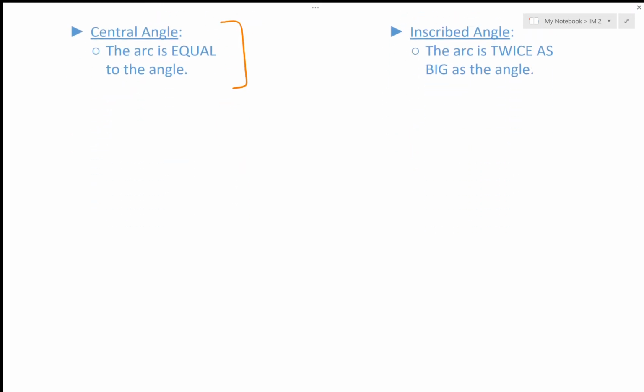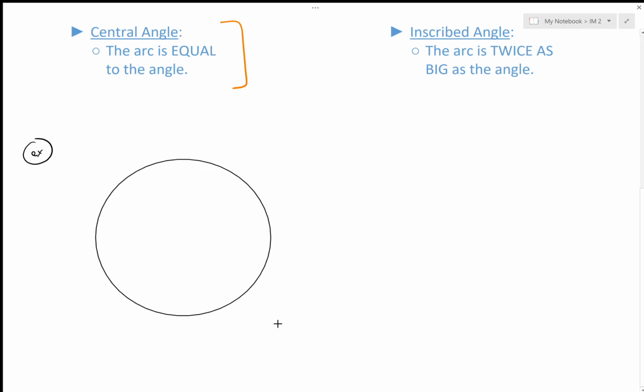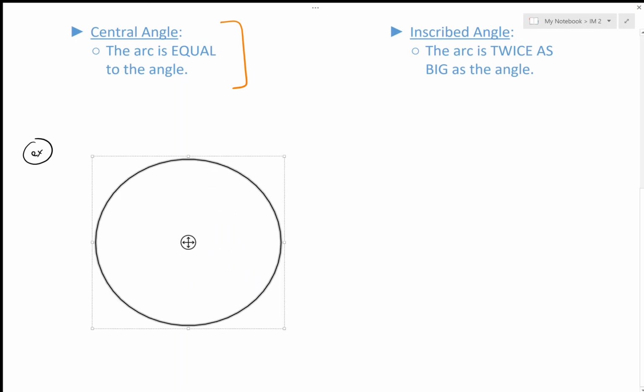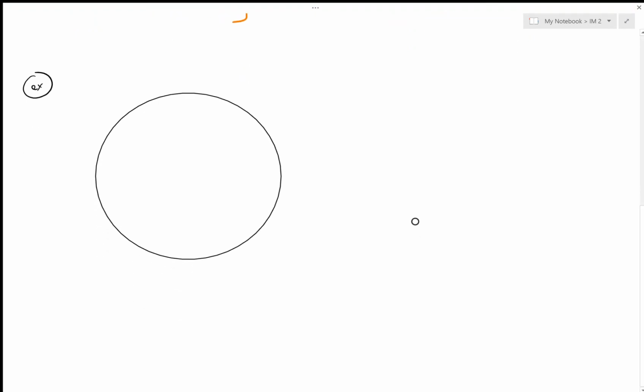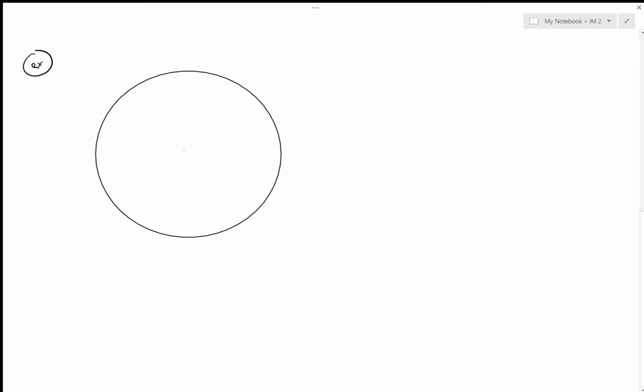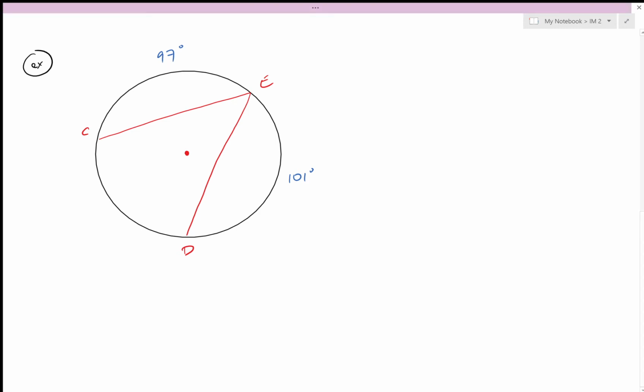So let's take a look at some examples. All right, we've got a nice large circle here. I'm going to draw the center of the circle just for reference. And they're going to give us something that looks like this, where this is C, this is E, and this is D. And they're going to give us some numbers. Over here is 97 degrees, and over here 101 degrees. Maybe not completely drawn to scale, but we get the general idea.